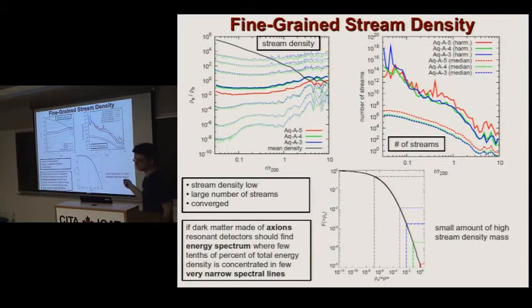So there's a huge number of streams, which means for most detectors, like most neutralino or WIMP detectors, that would not make any difference in your detection signal compared to the smooth assumption.